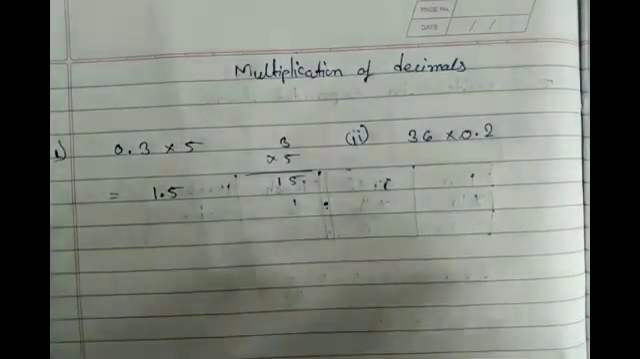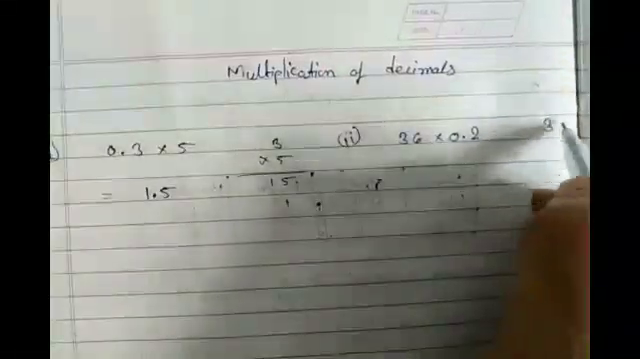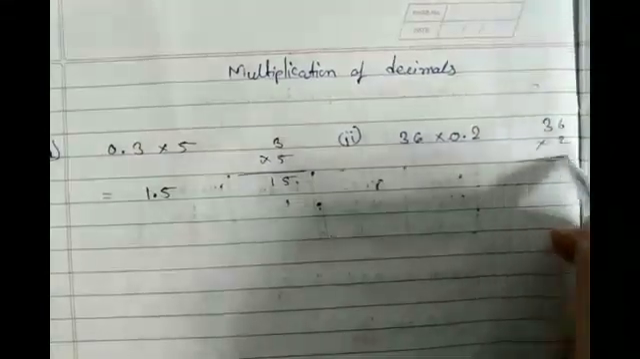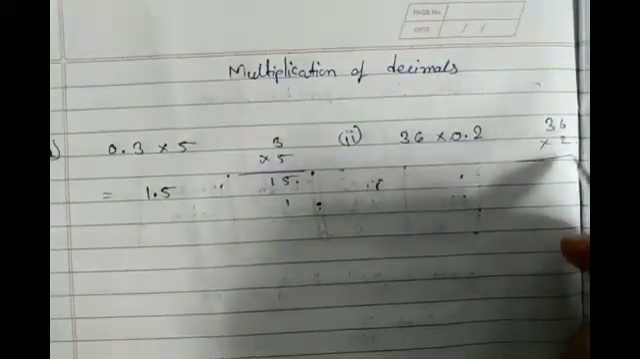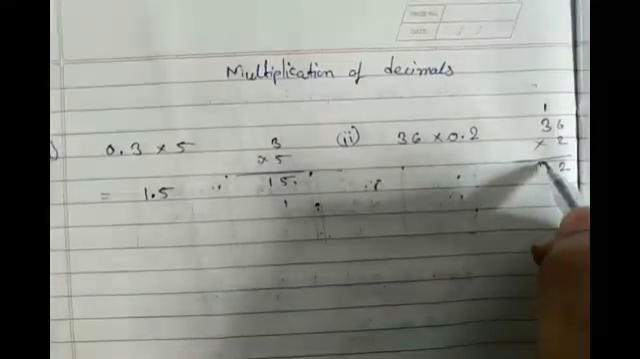Thirty-six into 0.2. So what will you do? First thing, ignore the decimal. It means you multiply 36 with 2. So what do we get? 2 sixes are 12. Carry over 1. 7.